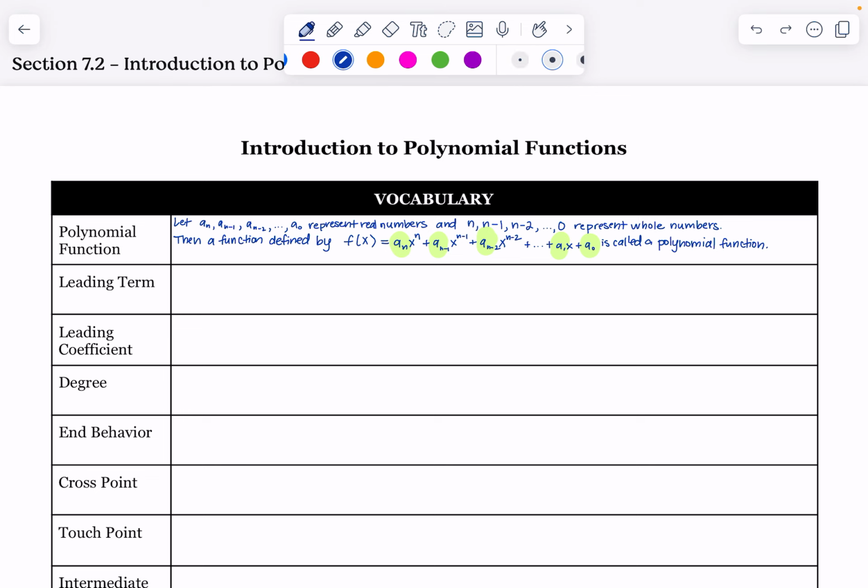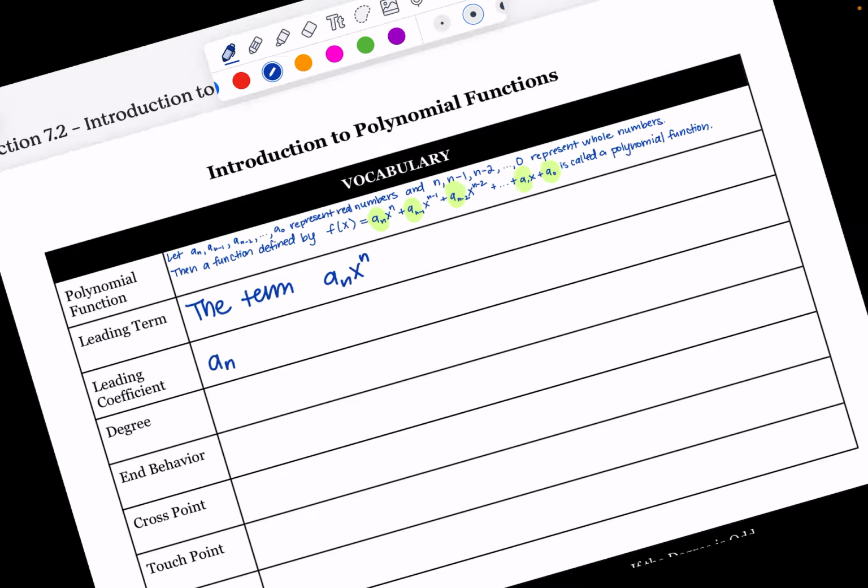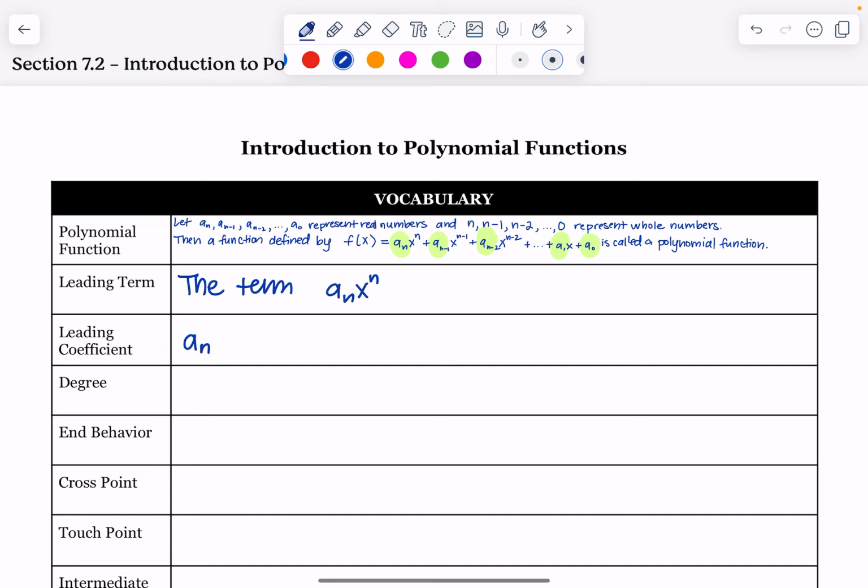Leading term is the term a sub n x to the n. So this first term is called the leading term. The leading coefficient is just the number part, or the real number part, the a sub n part. The exponent n is the degree. So this would be the largest exponent.